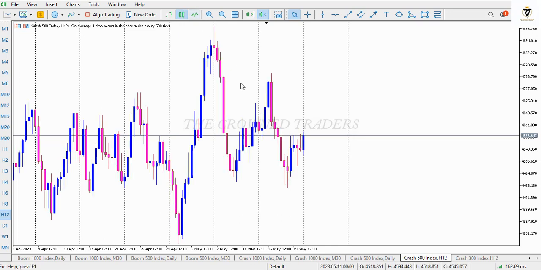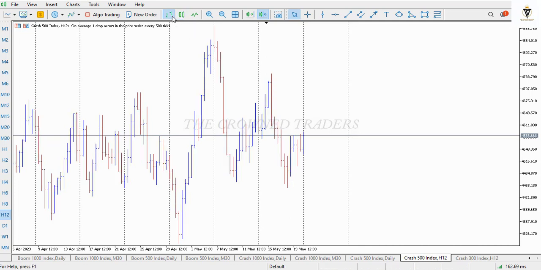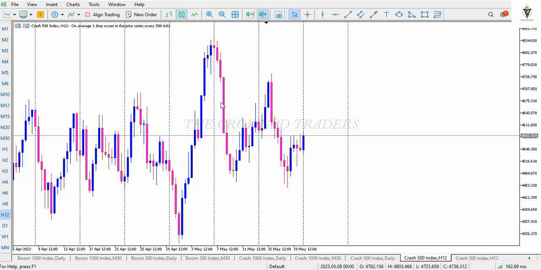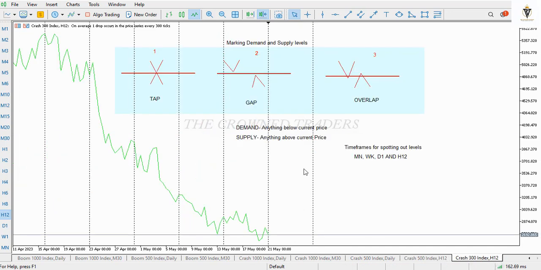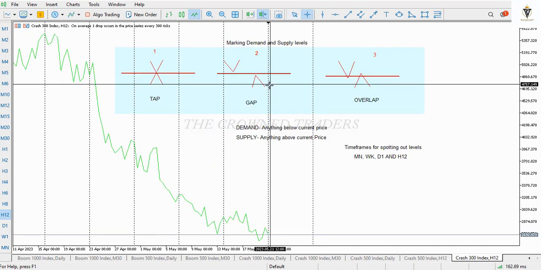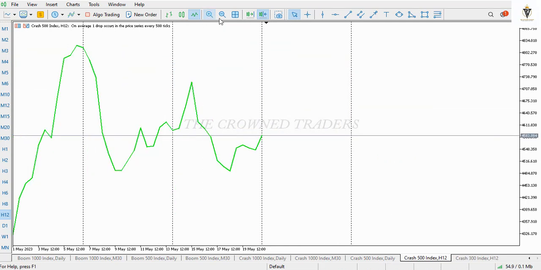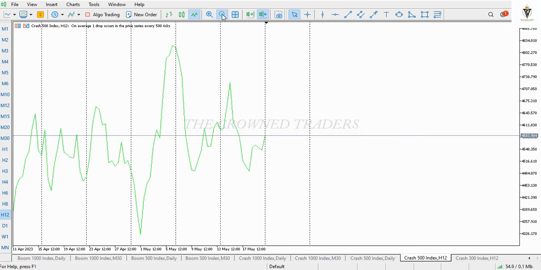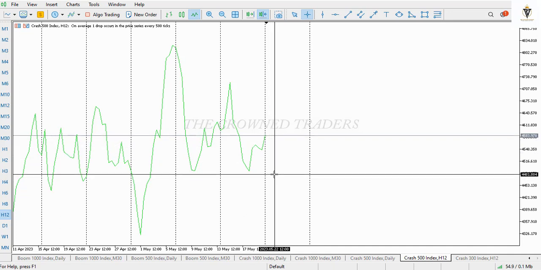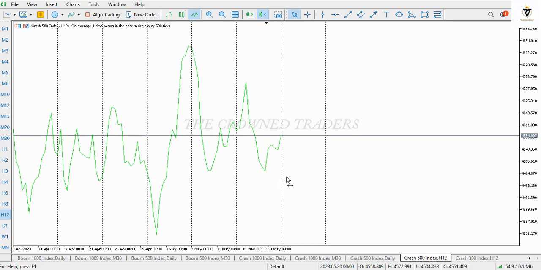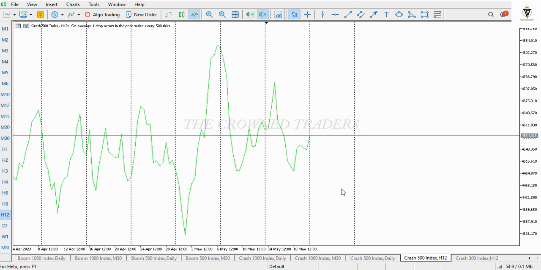Simple. This chart is originally a bar chart, and then you do your settings, you put it to candlestick and all that. But this time I want to change it to a line chart to enable you to pick your tap, your gap, or your overlap, right? So change it to a line chart, and then you are to pick 3 points or 3 levels below current price on that time frame and 3 levels above current price on that same time frame. And these levels I'm talking about are either your tap, gap, or your overlap.